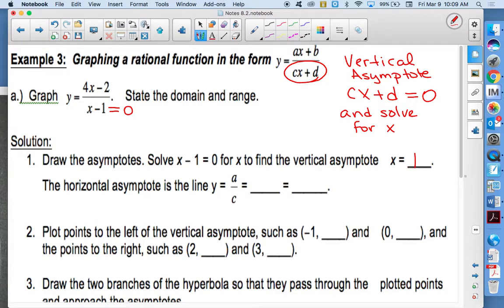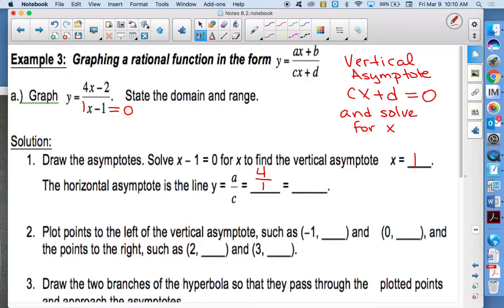Well, if you look at a and c, a is the number in front of x on the top, c is the number in front of x on the bottom. So the horizontal asymptote is created by the number with x, the coefficient with x. So in this case, the a in front of x is 4. The c, which is in front of the x on the bottom, is 1. So it's not difficult to calculate, you just have to remember how to get it.